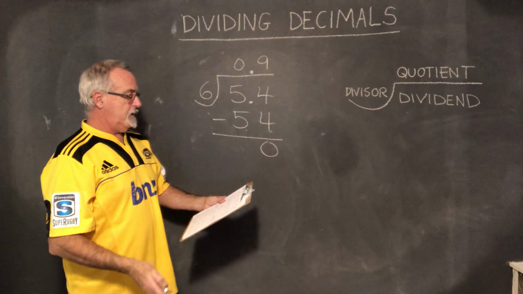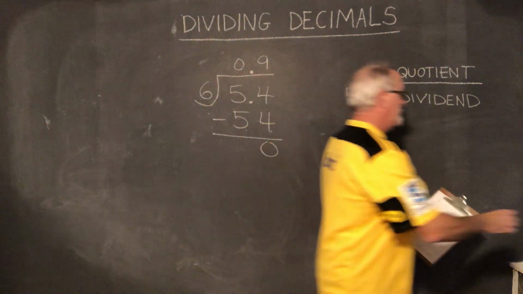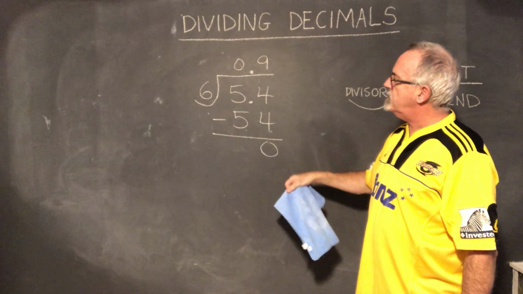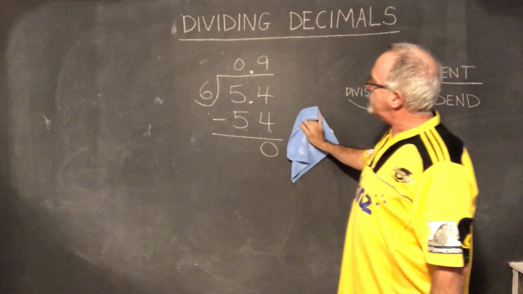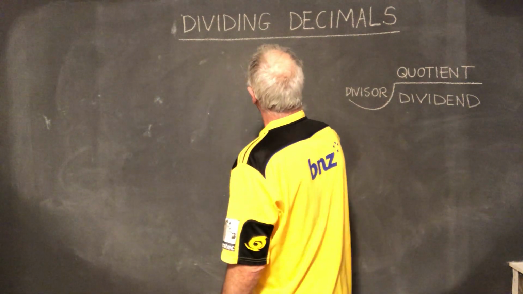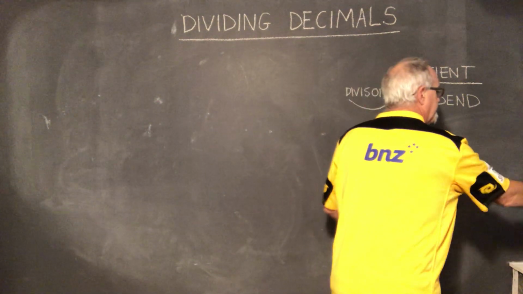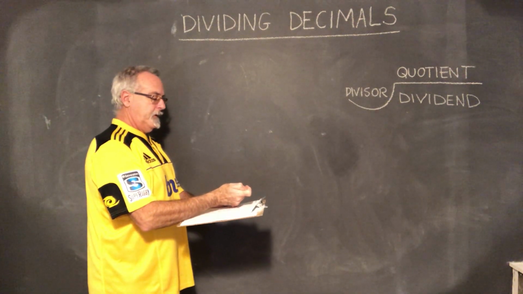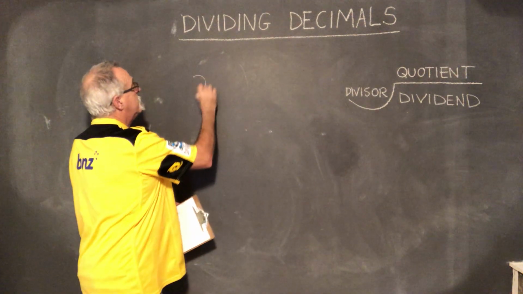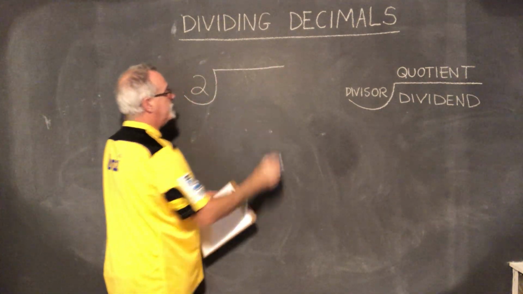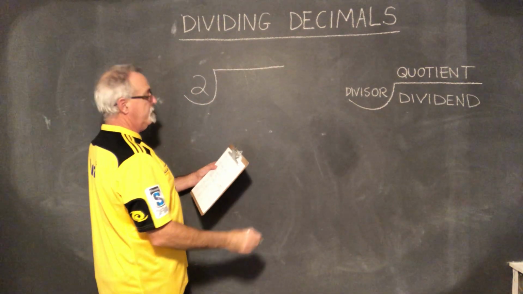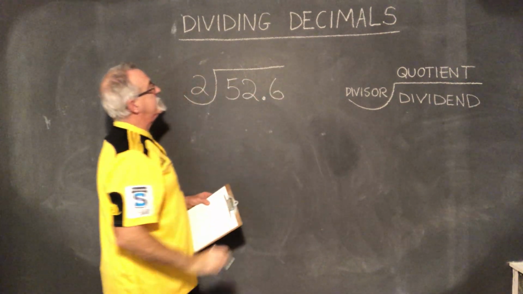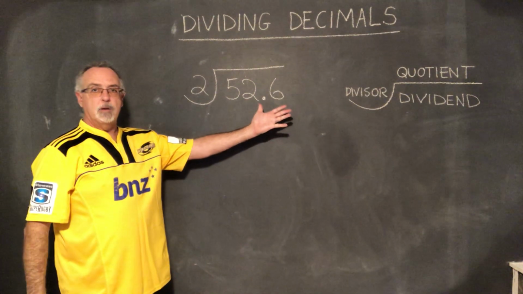Let's do another one. Okay, this one, the dividend had 2 digits, one before, one after the decimal. Let's do one where the dividend has 3 digits. Need more chalk. 2 is my divisor and is being divided into the dividend 52.6. Lots of digits now.